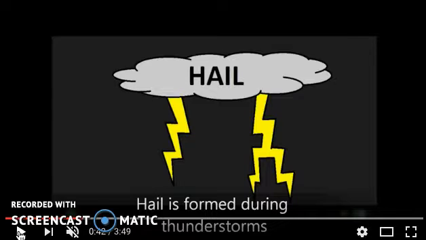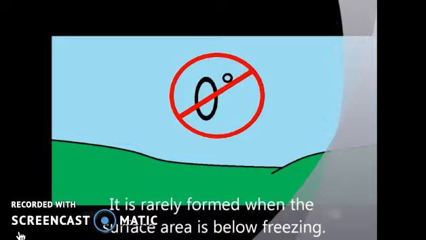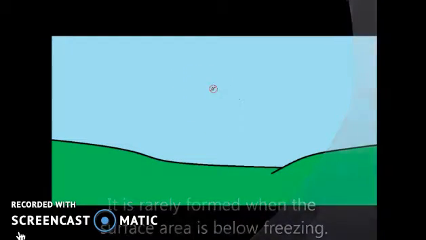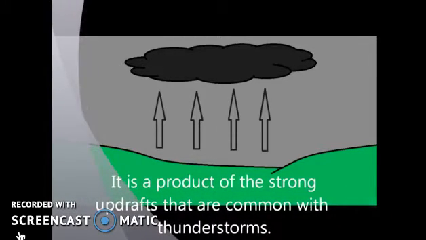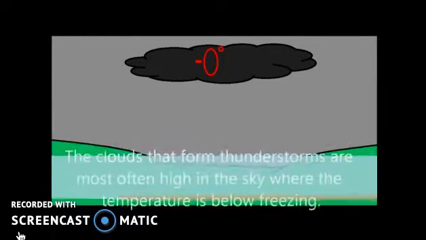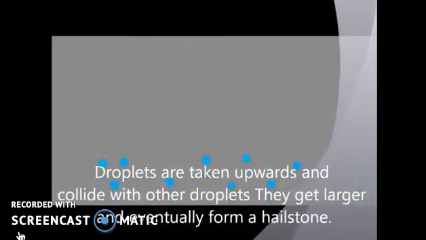A gust of wind will catch these hailstones and push them back high into the clouds, and it's like a cycle. It goes back up and down, up and down. When the stones become so large and too heavy for the wind to carry, they fall back down towards the earth. You can see here it's rarely formed in surface areas below freezing. Here it is, this is what I was talking about: the strong updrafts that are common with thunderstorms take the hailstones, fly them up into the sky, and then when they get heavy, they fall back down.